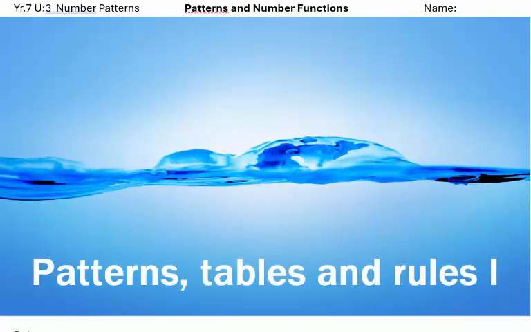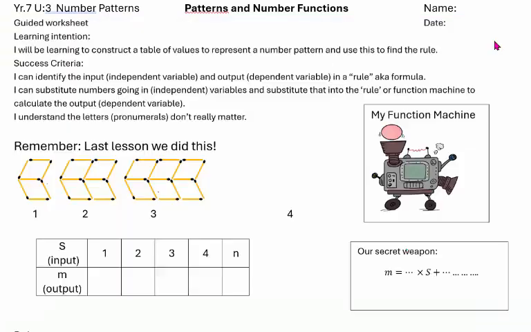Hello fellow mathematicians, today we're going to continue on our number patterns journey in Year 7 Maths. Today we're going to be just revising what we did last lesson, which is being able to use spatial patterns to create a table of values and from that find a rule.